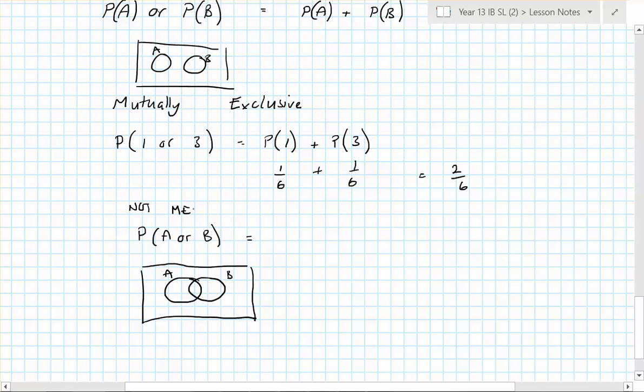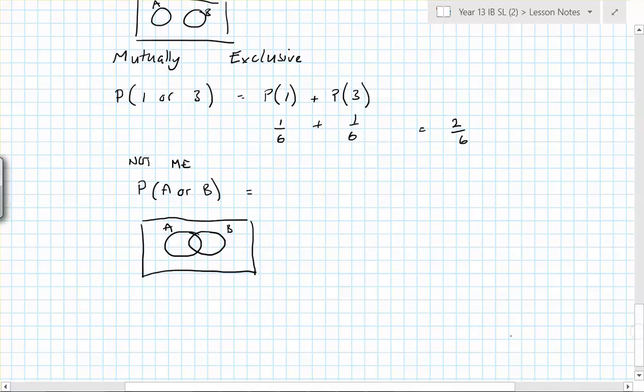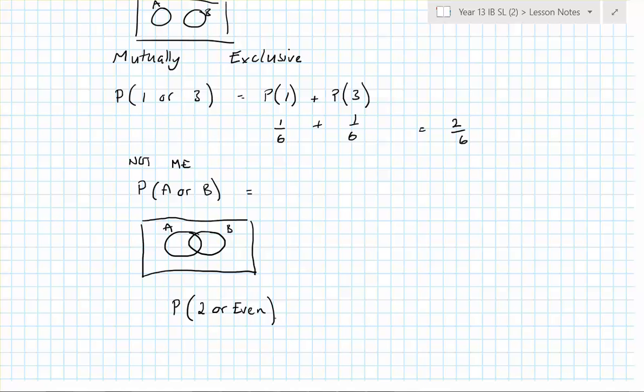So if I roll a dice, for instance, and I say to you, what is the probability of getting a 2 or an even number? What do you notice about 2 or even? Oh, 2 is an even number. So 2 is also an even number. So I can roll a dice and get a 2 and have an even number at the same time.